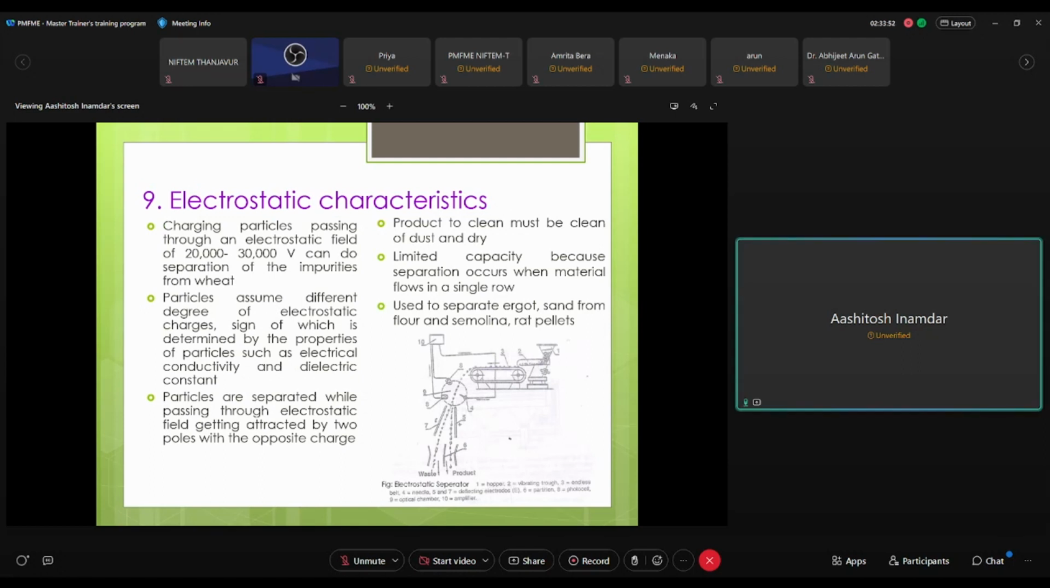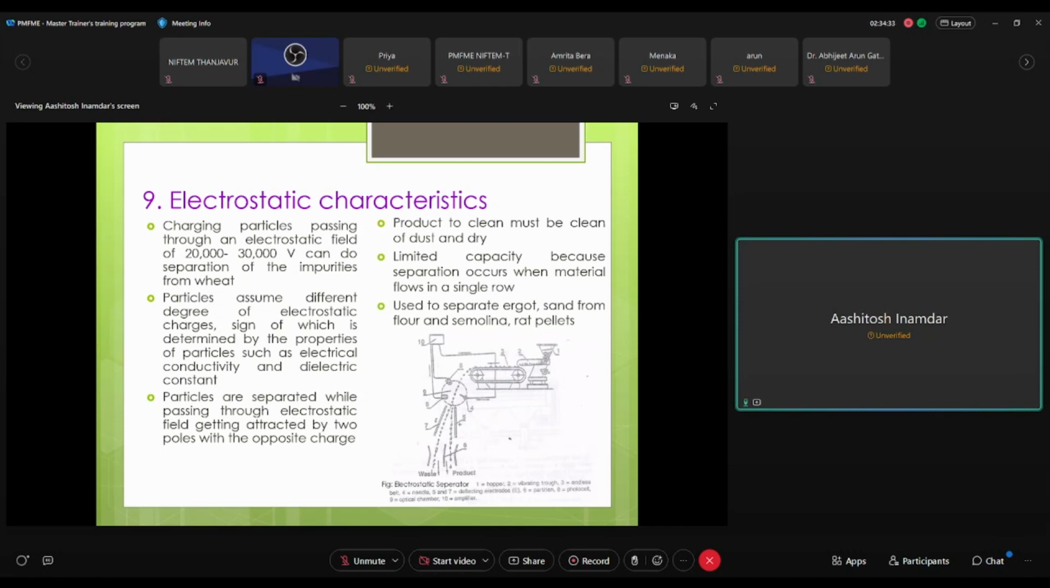Okay, this is electrostatic characteristics. Particularly, you can see here the last use that I have written: it is used to separate the ergot or sand from the flours or semolinas. This is a very rare thing. It will not be used in regular commercial operations, but if the operation is needed for any particular health-related or pharmaceutical-related operations, this principle comes into the picture. What is done is, you can see here, of course the capacities are very low because to operate this we need the material to go in a single line.